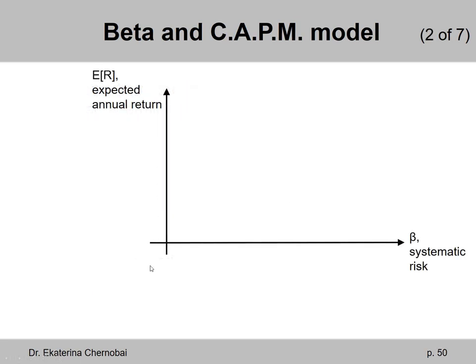Okay, so we're talking about the relationship between risk, systematic risk to be specific, beta, and that's what we put on the horizontal axis, and return, or we're actually going to say expected annual return. So what investors should expect when they are buying a stock or a portfolio of stocks that have a certain amount of this systematic risk.